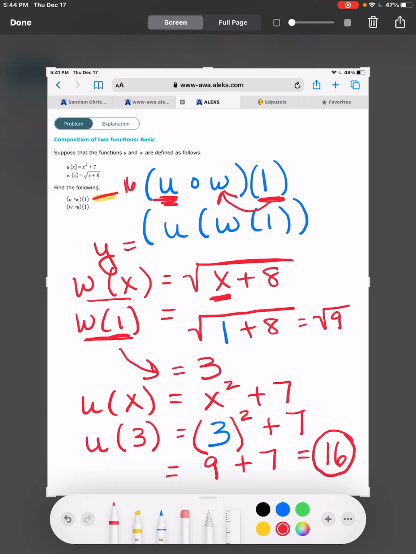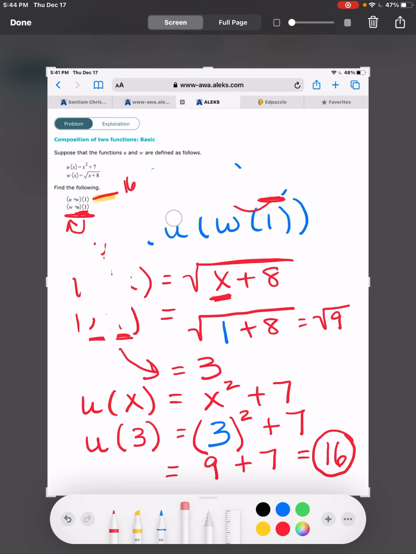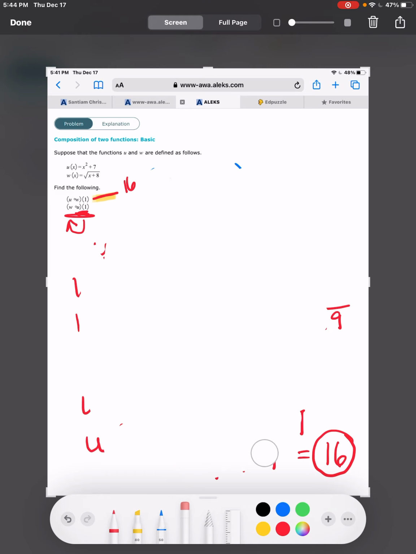When I do the second one, I'm just going to do it in reverse. So I'm just going to calculate the u of 1, and then I'm going to plug that into the w. So you can stop watching now if you understand, or I will go ahead and show you that really quick.